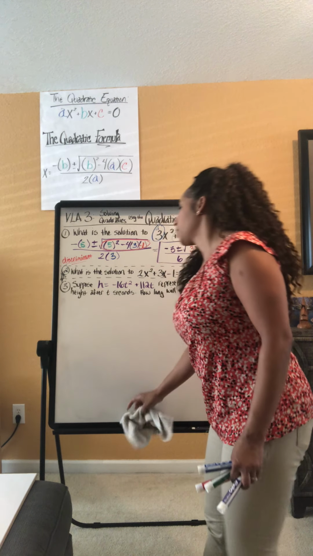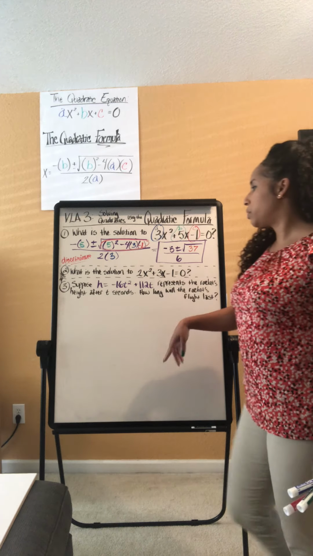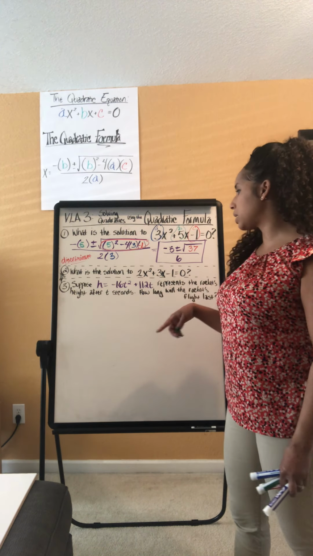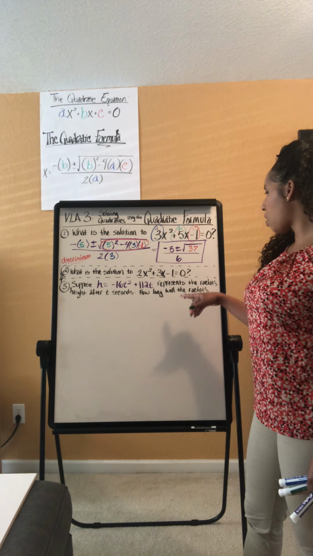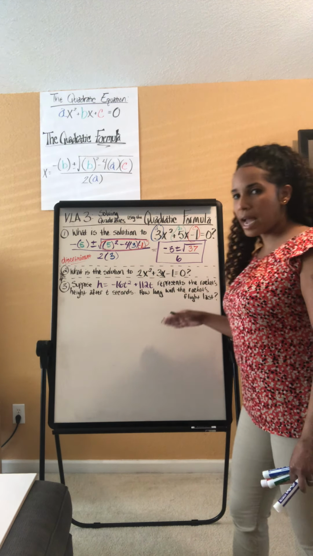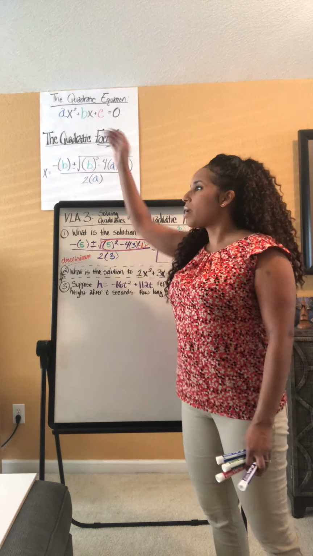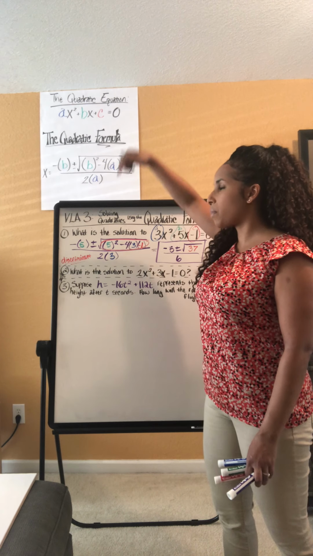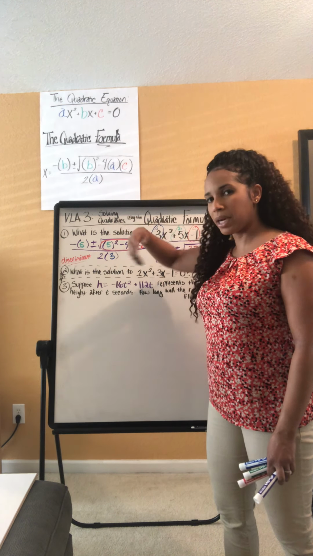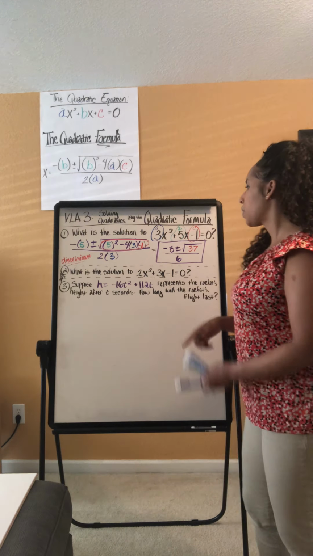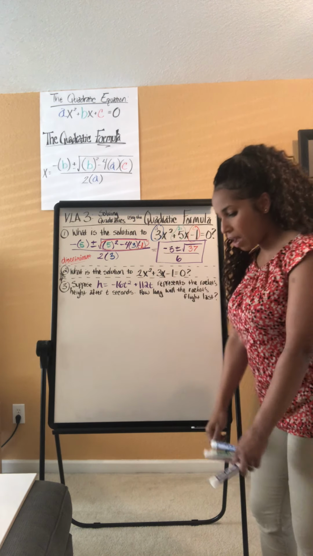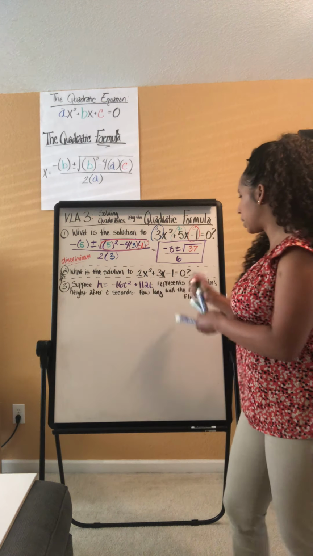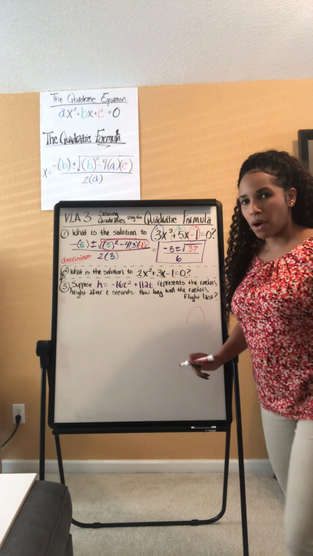Okay, number 3. Suppose that h equals negative 16t squared plus 112t represents the rocket's height after t seconds. How long will the rocket's flight last? So this rocket is being shot up in the air. It's going to go up, it's going to come down. It's going to be an upside down parabola, but again, we'll get to that part later. But you can imagine if you have a rocket on the ground and it shoots up in the sky, then it's going to come back down, right? It would be like the U shape, all right?